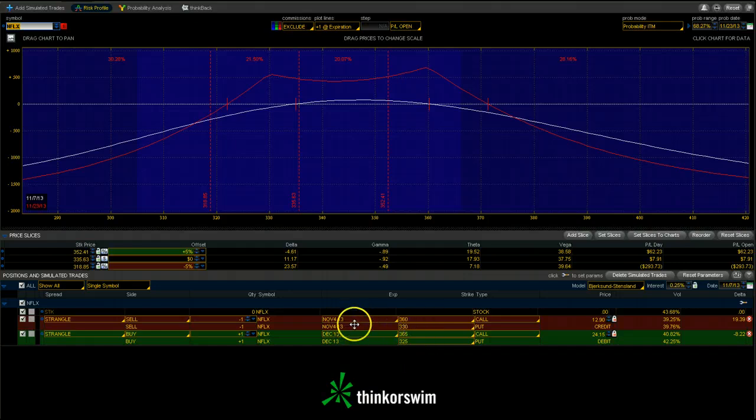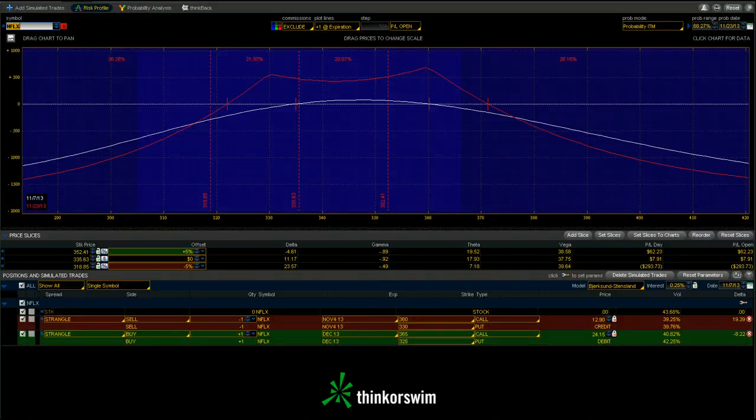So the idea is that these Novembers, the fourth week in November, are going to decay faster than the Decembers are because they expire quicker and theta will move quicker. So the idea is again to profit from as little price movement as possible, but to take advantage of theta decay.